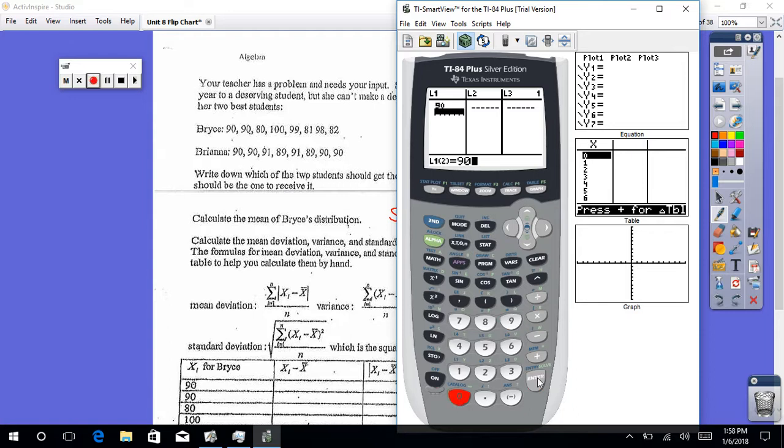I'm going to enter all of Bryce's test scores here. Whoops, he did not make a 1000, he made a 100. 99.